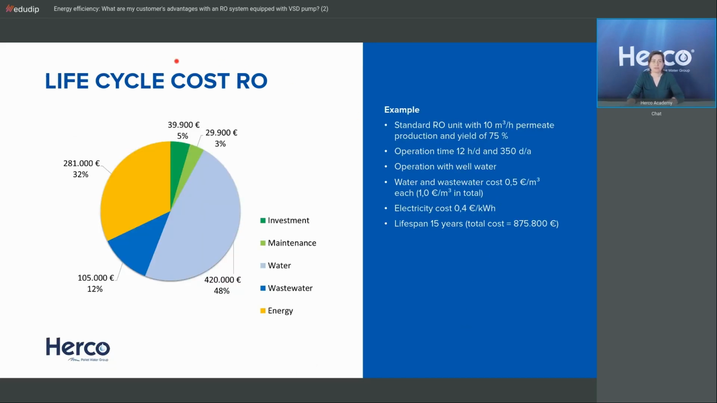What we have also done is to show the life cycle cost as a cake diagram. This is, for example, a standard RO unit. This is without variable speed drive.